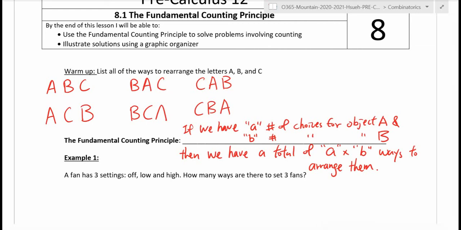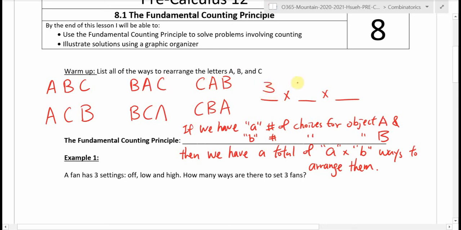For our warm-up question, we have 3 objects, namely 3 letters. I sometimes call these the placeholders. So we have 3 placeholders. For the first letter, well, we have 3 choices, namely A, B, and C.